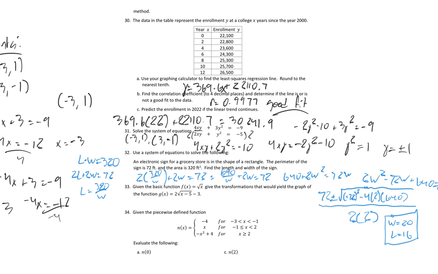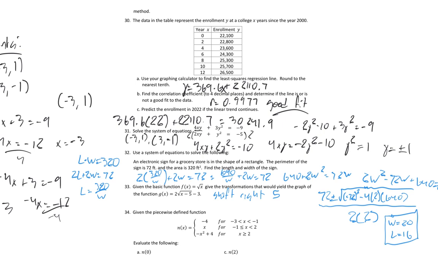Okay, 33. So we have this function, and we want to know how we could take f of x equals square root of x to give us this, 2 square root of x minus 5, all minus 3. So first thing we would do is, well, this minus 5, so let's do what's inside first. So shift right by 5. That's what this minus 5 does.